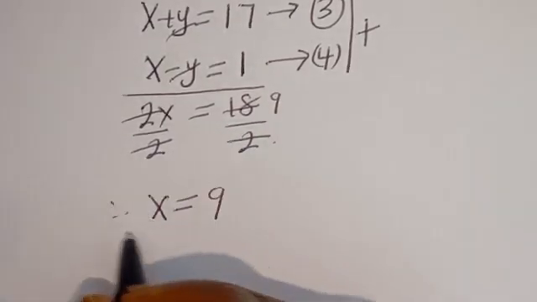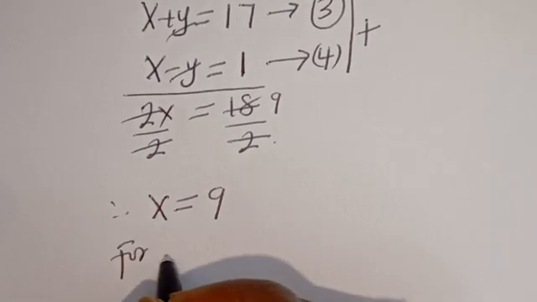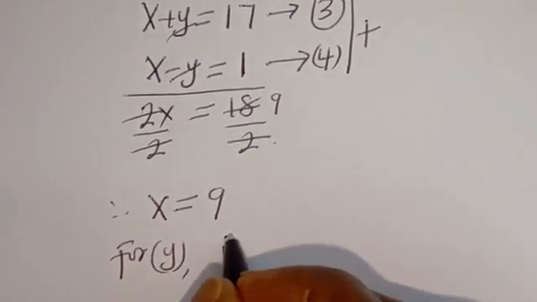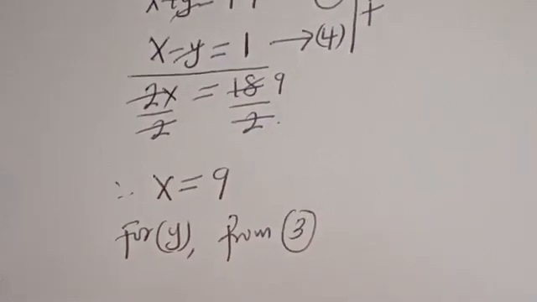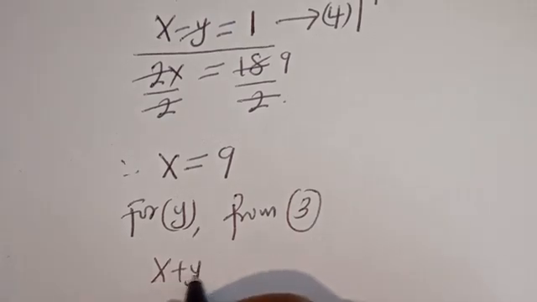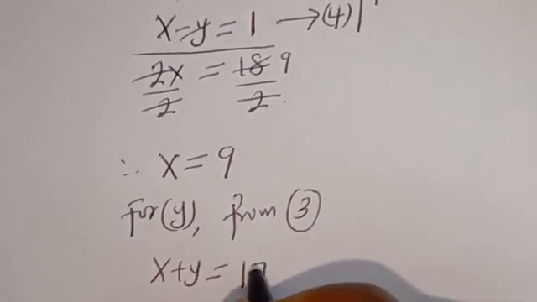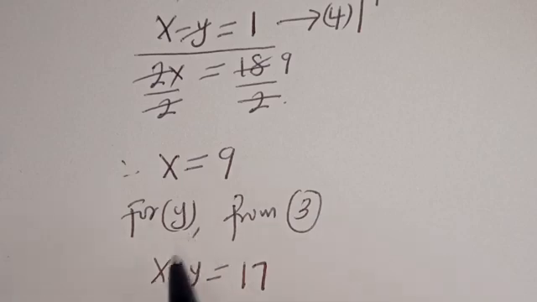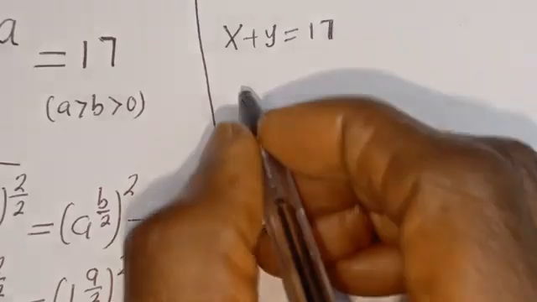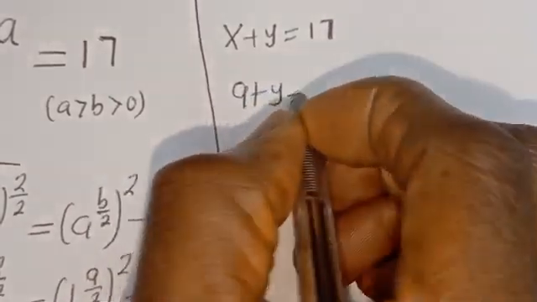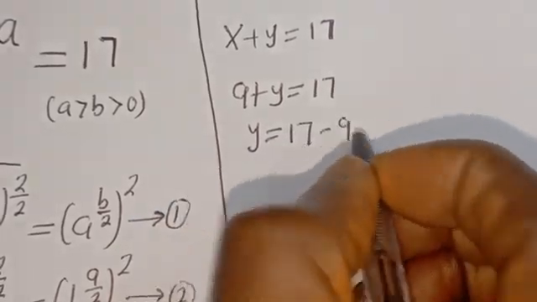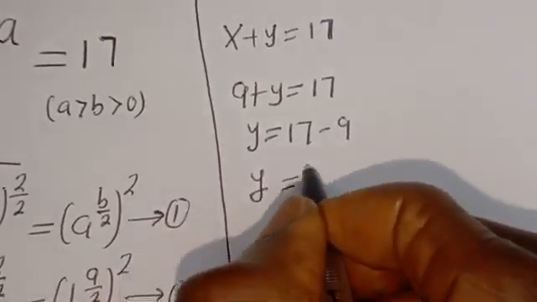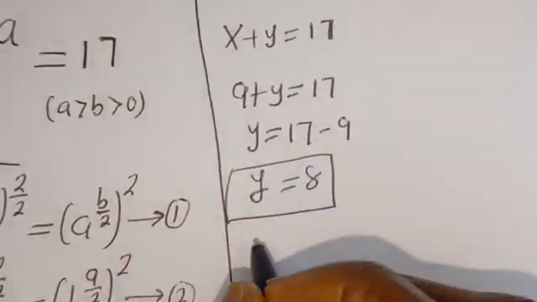Let's solve for y. From equation 3, we have x plus y is equal to 17. When x is equal to 9, then we have 9 plus y is equal to 17. y is equal to 17 minus 9. Then y is equal to 8. This is the value of y.